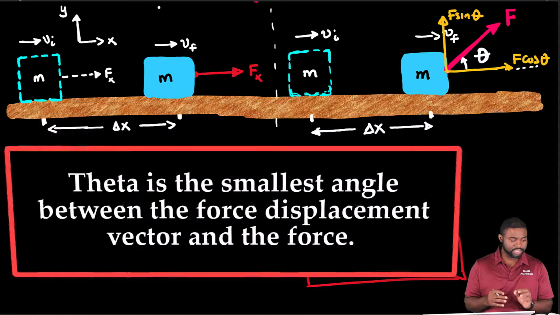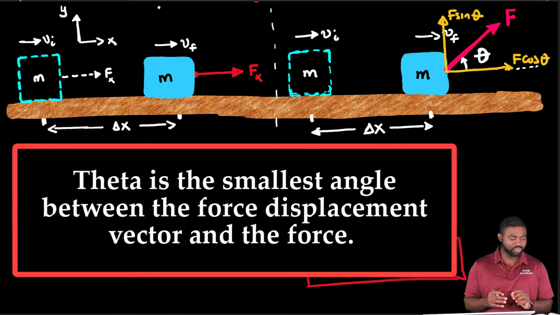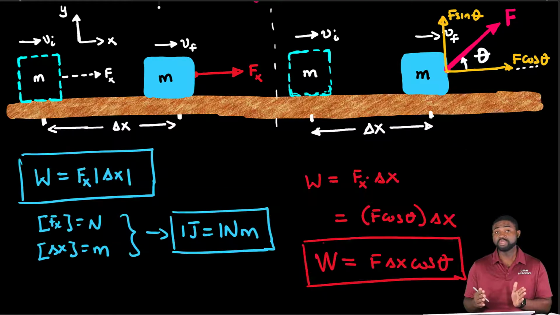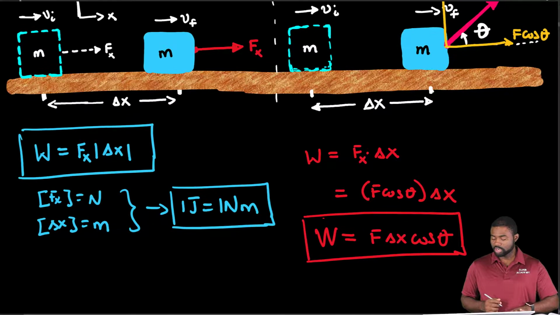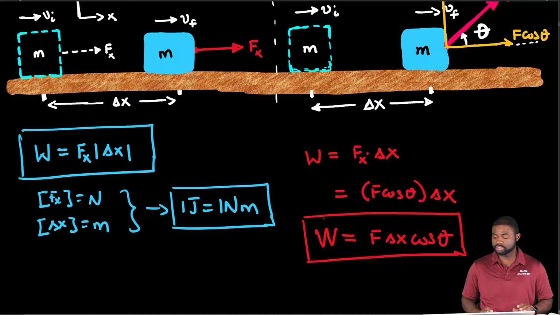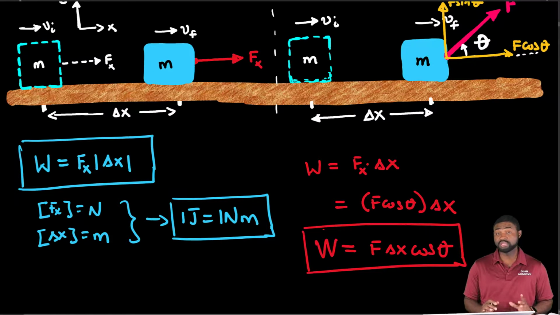Keep in mind that theta is the angle between the direction of the force and the displacement of the point of application of the force. Let me say that again. The angle theta is the angle between the direction of the force and the displacement vector. So essentially, this is all you need to know about the mathematical definition of work.